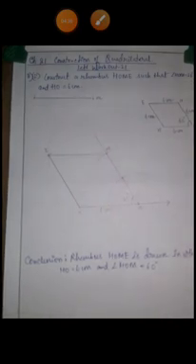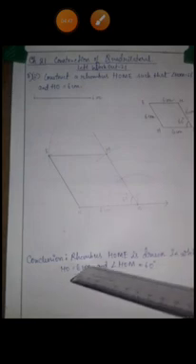So now you join all the vertices. So you are getting the required rhombus. So in conclusion, after construction you are going to write in the conclusion, rhombus HOME is drawn in which HO equals 6 centimeter and angle HOM equals 60 degrees.